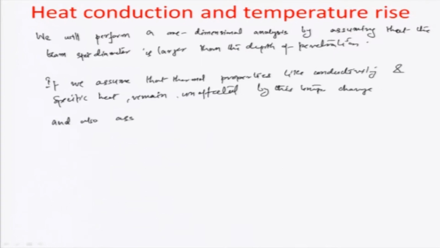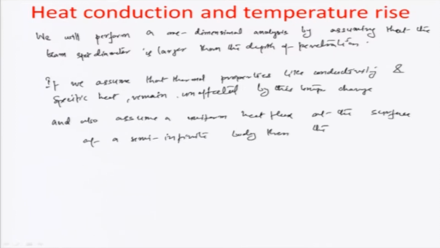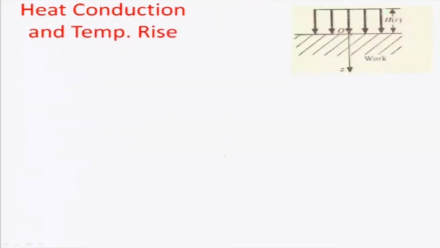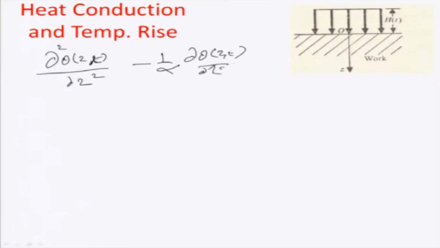and also assume a sort of uniform heat flux at the surface of a semi infinite body, and then the heat conduction equation becomes del 2 theta, function of depth and time, by del z 2 minus 1 by thermal diffusivity alpha, del theta, the time derivative, by del t equals 0.